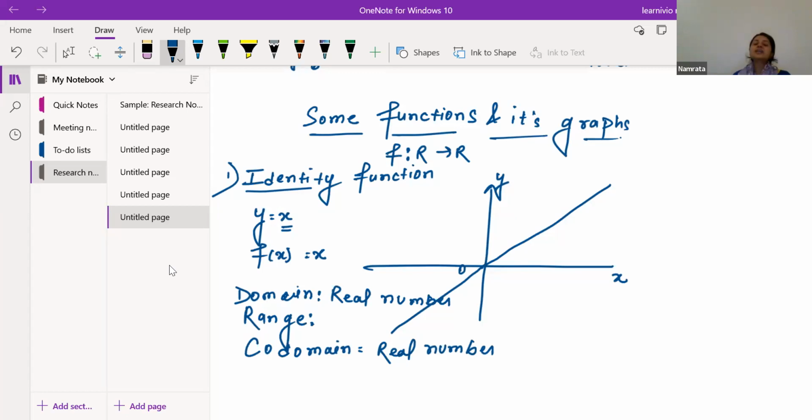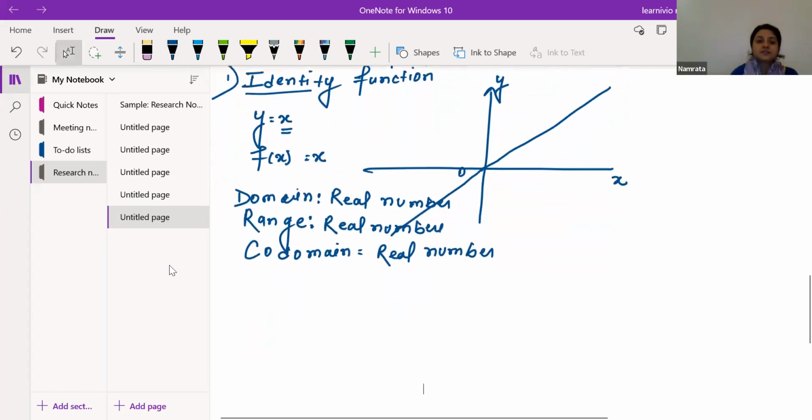If you take x value as 2, y will be 2. If you take x value as 2.15, y value will be 2.15. If you take x value as 2 by 3, then y value will be 2 by 3 only. So whatever you take as x, that is y. So the range will also be all real numbers. Is it clear to all of you? Yes, ma'am. Let's move to the next one.